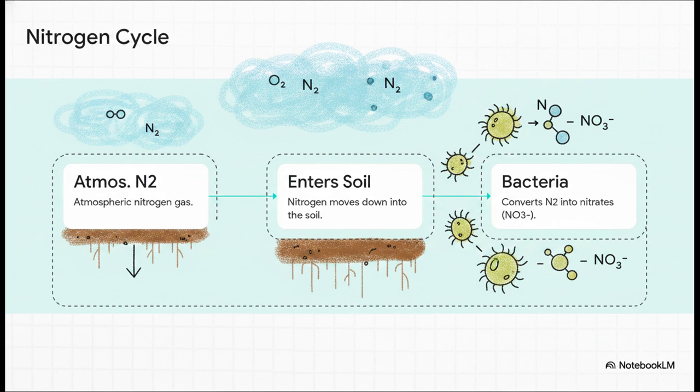But here is the absolutely crucial microscopic mechanism happening in Step 3. Tiny, invisible bacteria act as mechanical processors, physically converting that N2 into usable nitrates, labeled here as NO3-. Without this exact chemical transition facilitated by those microscopic bacteria, plants simply couldn't grow, and the entire food chain would collapse. It's a real game changer.